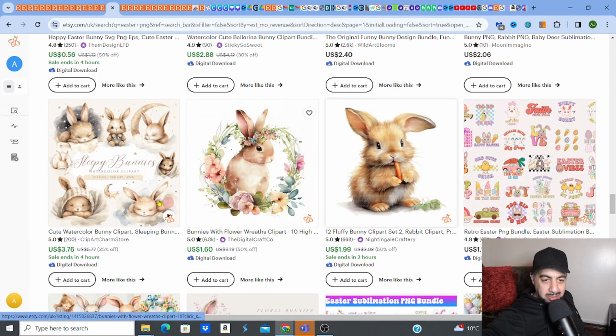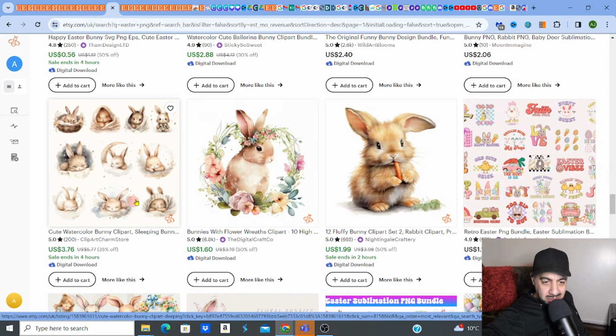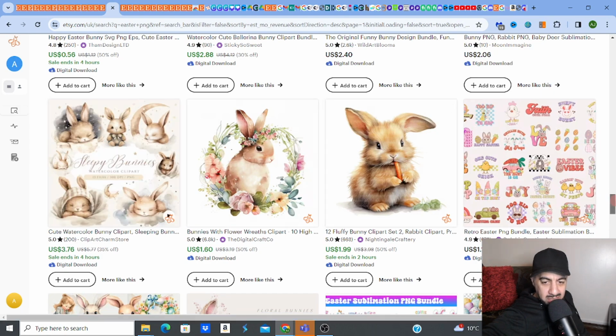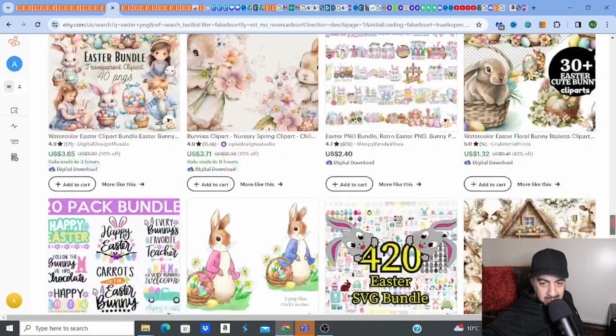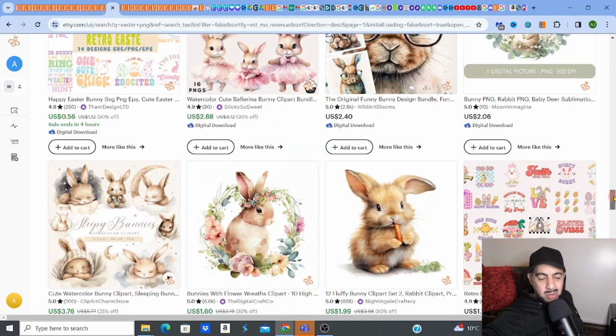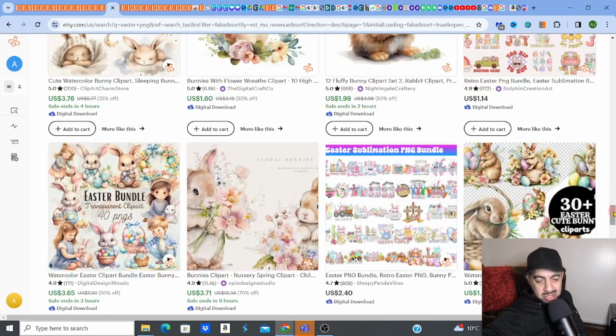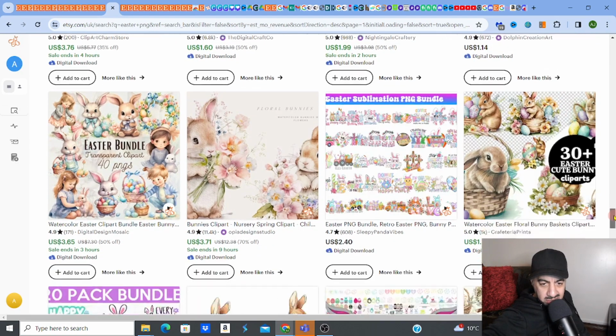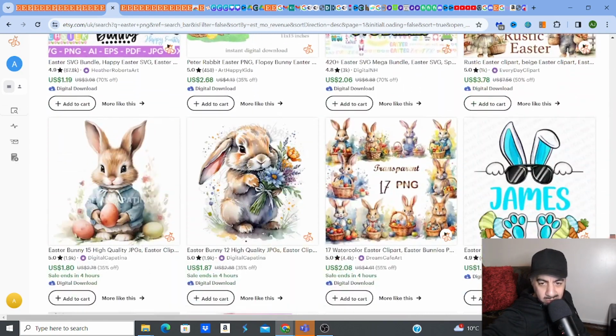Oh, look at these sleepy bunnies. They're sleeping, man. That is so cute. So look at all of these bunnies. This is why I like looking, because themes repeat themselves. Easter, bunny, flowers, baskets, they all just repeat themselves.